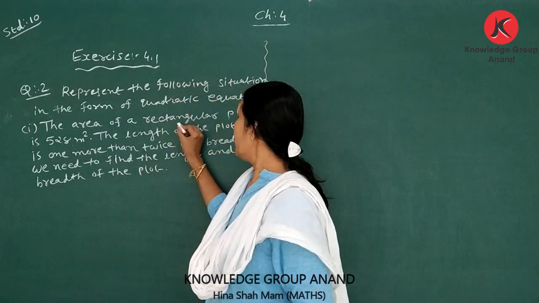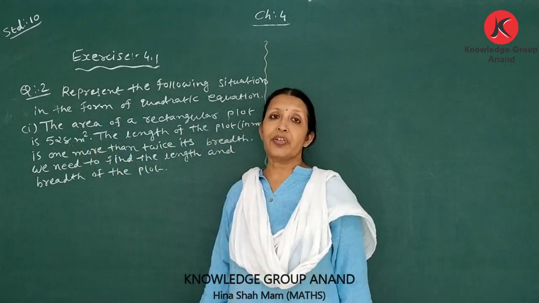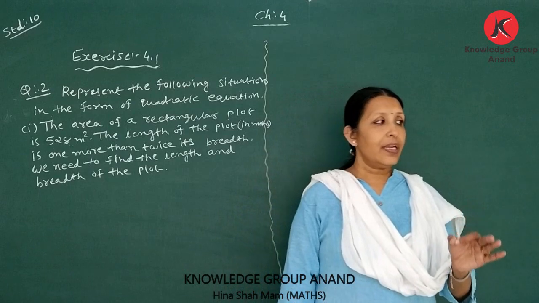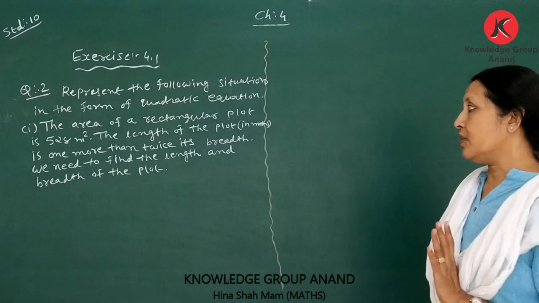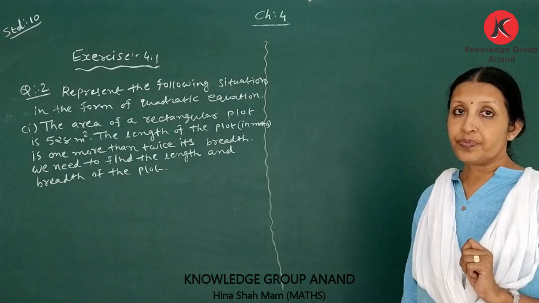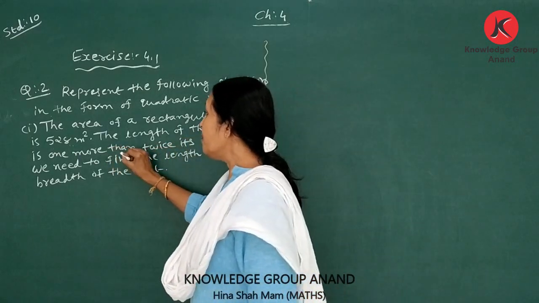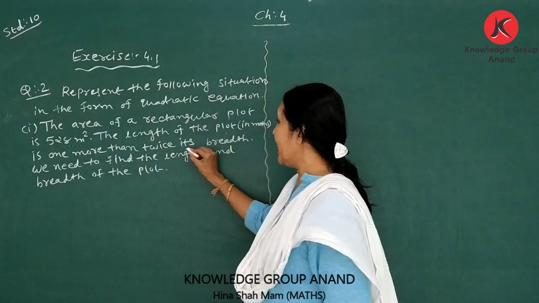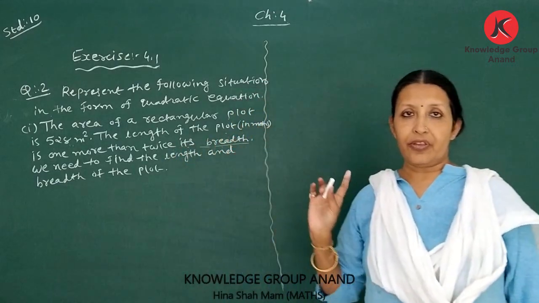What is the area of the rectangular plot? Here it is 528 meters square. We know that the area of a rectangle is equal to length into breadth. But length and breadth are both unknown. Here the length of the plot is one more than twice its breadth, so we assume the breadth.